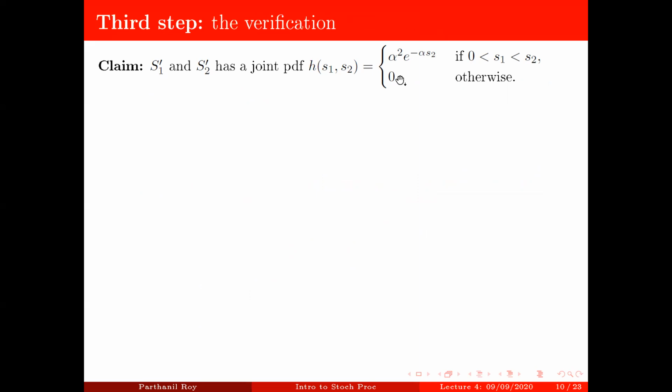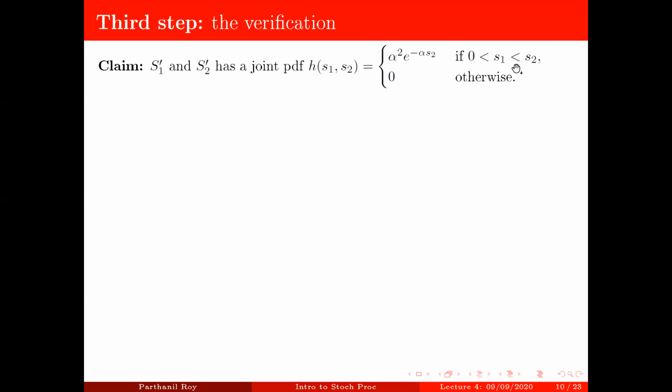By the way, the form of this expression doesn't have any S1 in it, but of course the range has it. So clearly S1 and S2 cannot be independent, because S1 dash is strictly less than S2 dash. Okay. So therefore, we have this joint density. We have made this claim and we have to prove it.